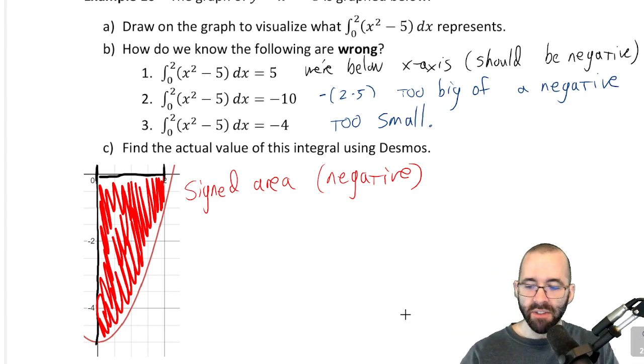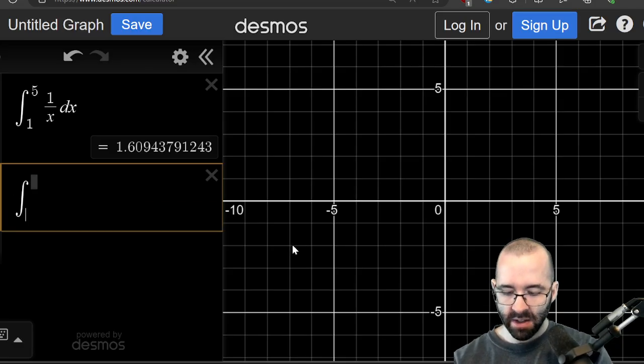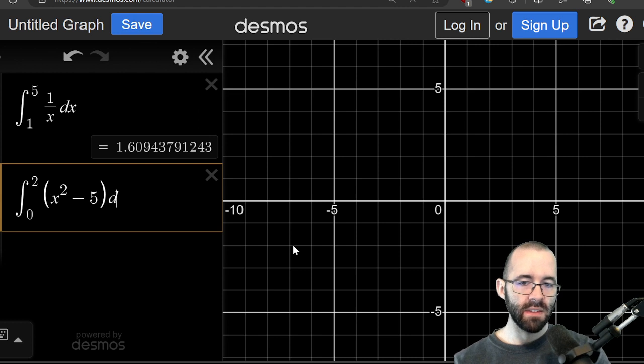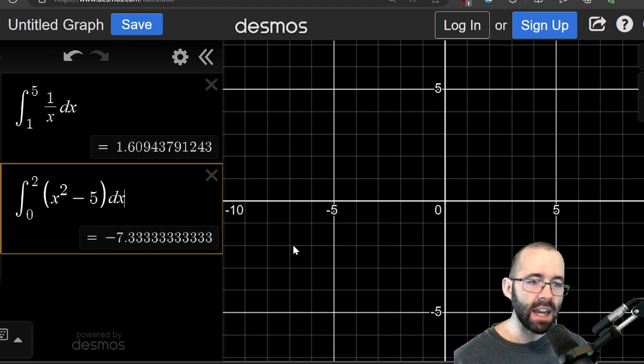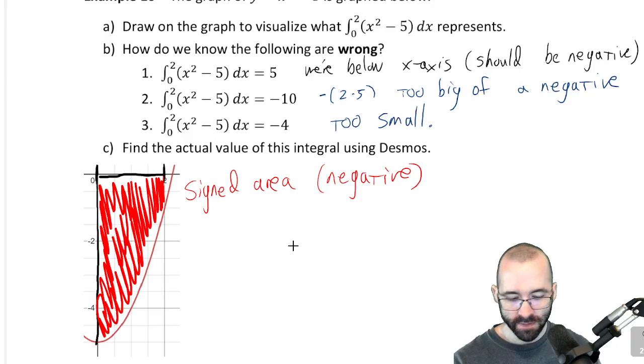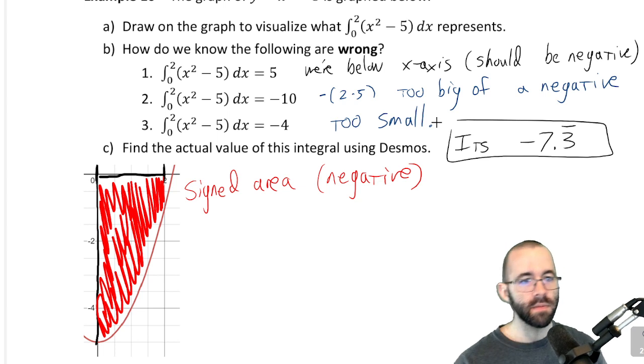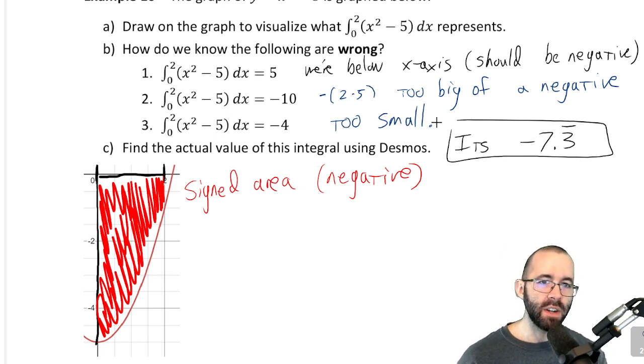So letter C, let's actually find out what it is using Desmos. Integral from 0 to 2 of x squared minus 5. Let's use parentheses. dx should be about negative 7.3. That's what it is.